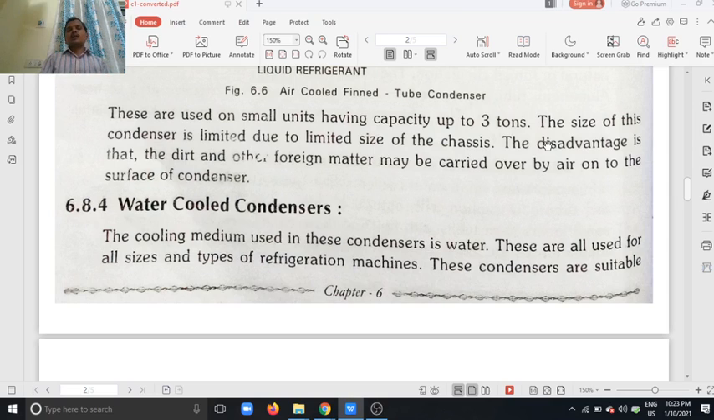Disadvantages: dirt and foreign matter may be carried by the air to the surface of the condensers. That is the main disadvantage.